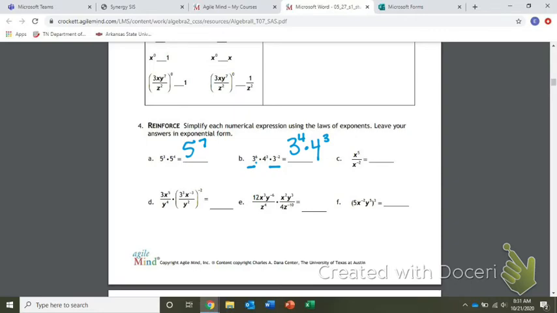On the next one, our bases are the same, but we're dividing this time. So what do I do with my exponents? Well, I subtract. So I keep my base and I say 5 minus 2. Or do I say 5 minus negative 2? 5 minus negative 2 to get x to the 7th. Okay?